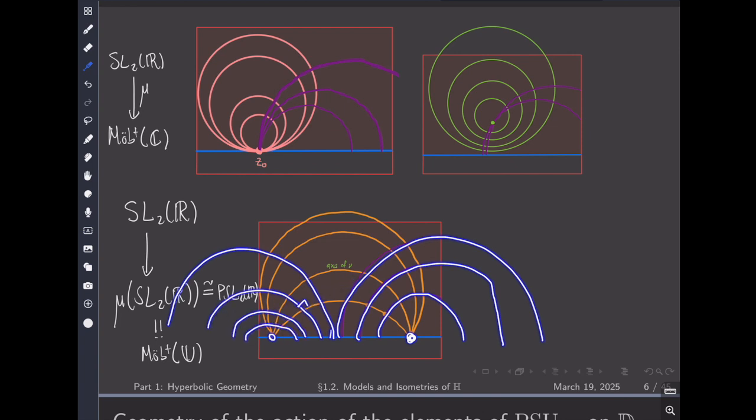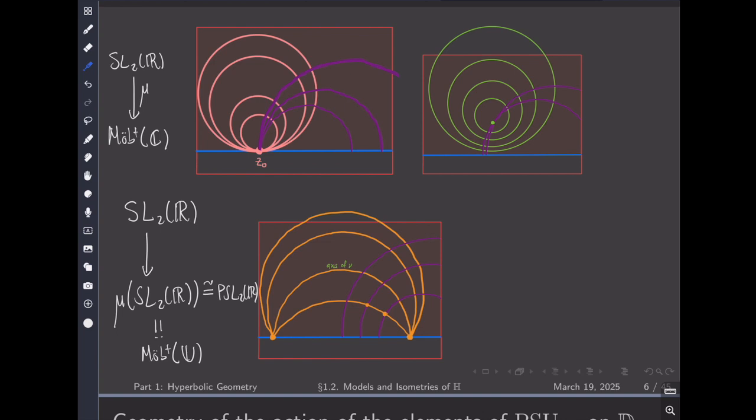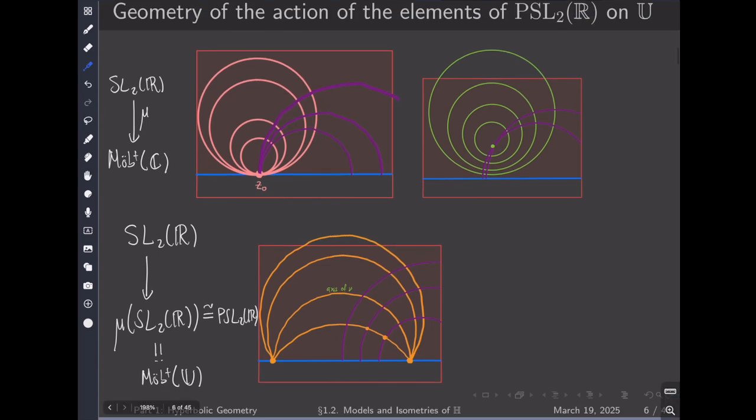So in particular, with this drawing that I just did, I would be saying also this point goes to this point under the first iteration, to this point under the second, to this point under the third, under the fourth, etc. Okay. And so this is the behavior of all the possible behaviors of Mobius transformations that preserve U bijectively.